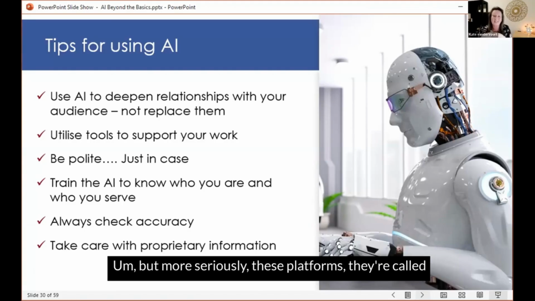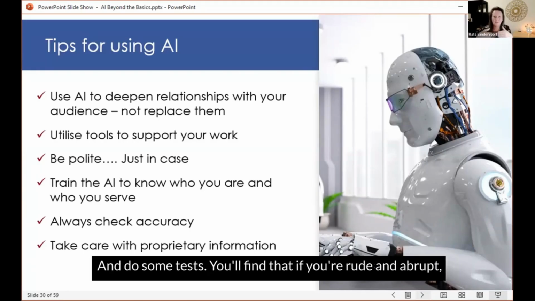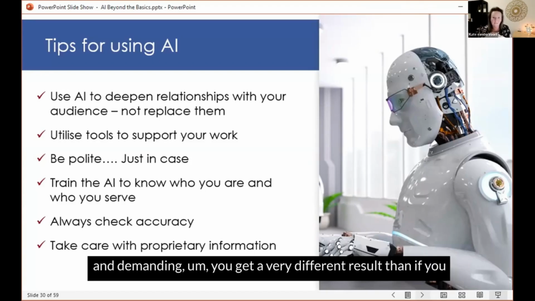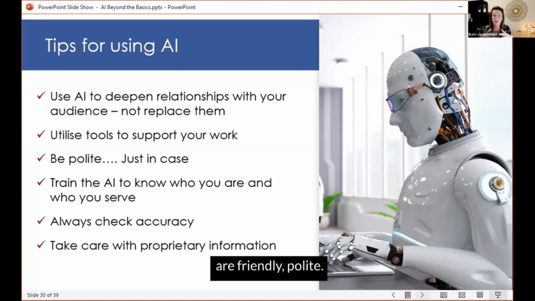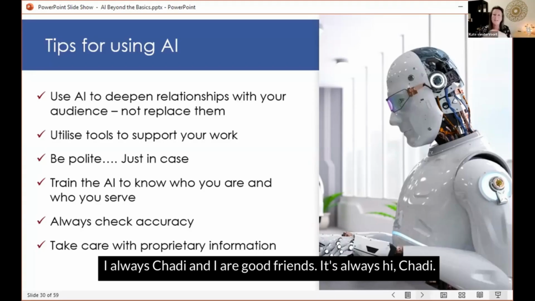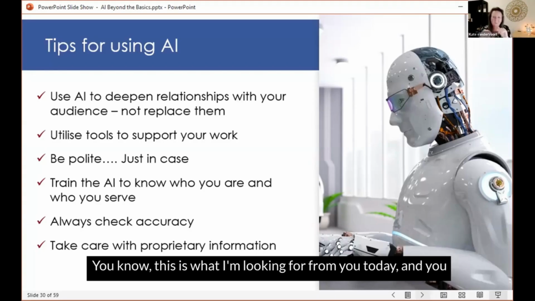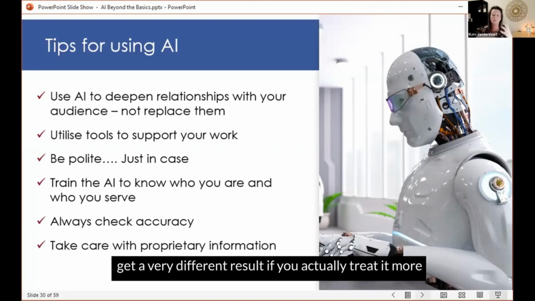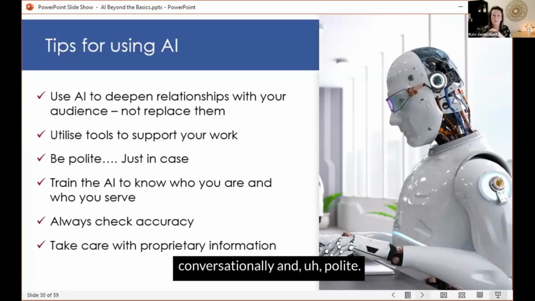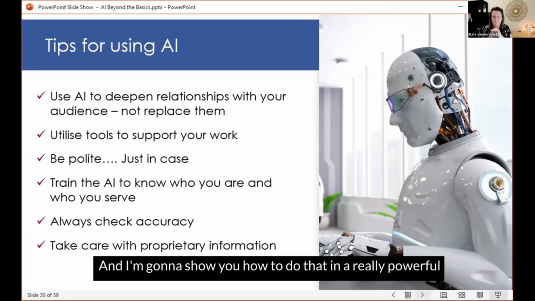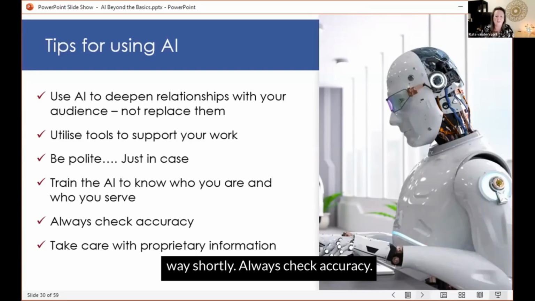But more seriously, these platforms are called generative AI because it's a conversation. Do some tests. You'll find that if you're rude and abrupt and demanding, you get a very different result than if you are friendly and polite. Chatty and I are good friends. It's always, hi, Chatty, this is what I'm looking for from you today. You get a very different result if you treat it more conversationally and are polite. You also want to train the AI to know who you are and who you serve, and I'm going to show you how to do that in a really powerful way shortly.